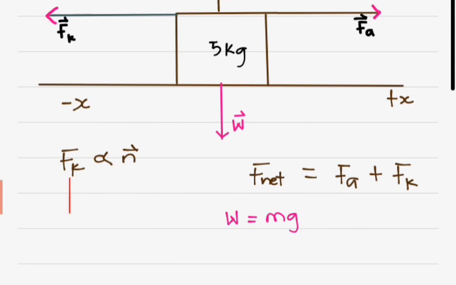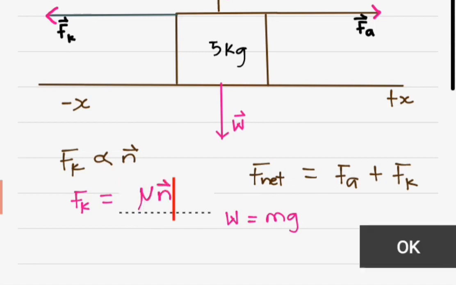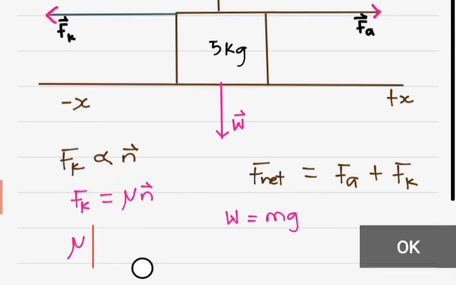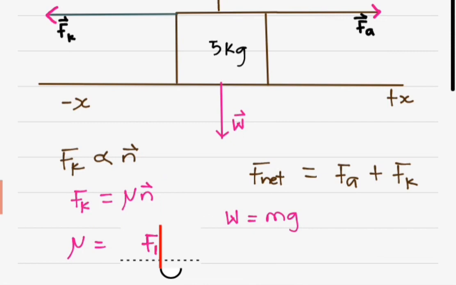Now, Fk is equal to what? Mu n. Okay, where mu is the coefficient of friction. So we can simply say that mu is equal to what? Fk divided by n, your normal force.